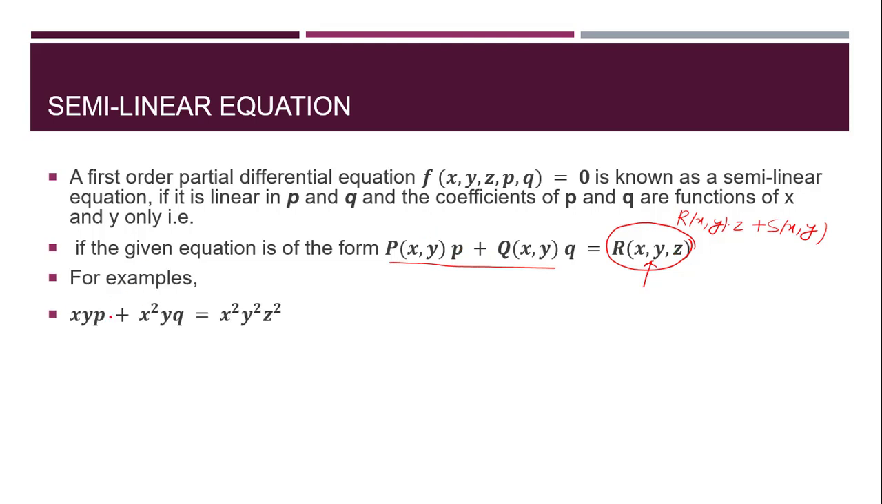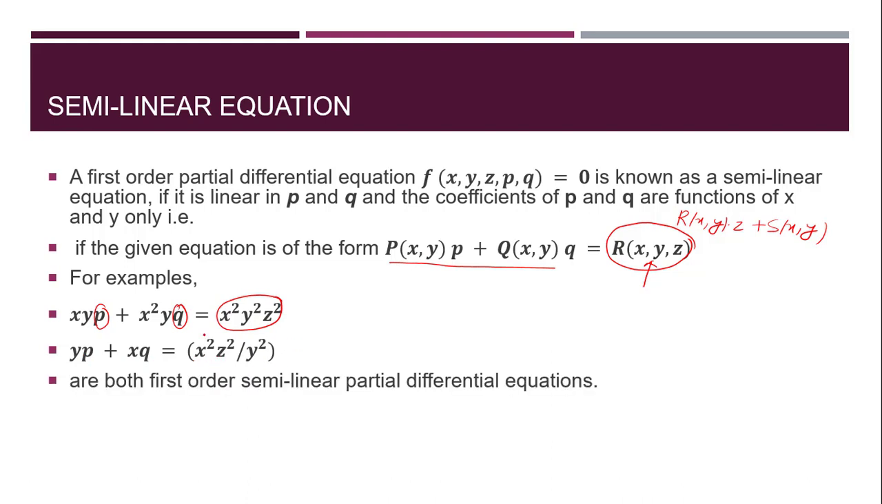Here are some examples. P into xy, q into x square y, and here we are getting only a single term and it could be anything in x, y and z. This is a semi-linear equation. Here is another one: yp plus xq is equal to this right hand side. Again a semi-linear equation, and we can say these are first order semi-linear partial differential equations, and they are linear in p and q but not in z, because here z could appear in any form.